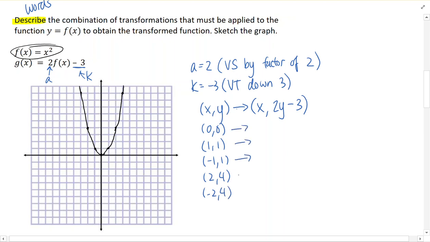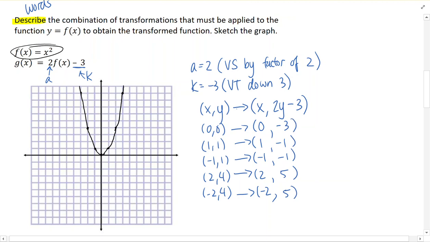So from there, we're just going to plot our new transformed points. I'm just going to start by writing down the x values because that has not changed at all. 0 is now down at -3. 1 is now at -1 for both of them. And 4 is now at 5. So now that we got our 5 points, let's move it.